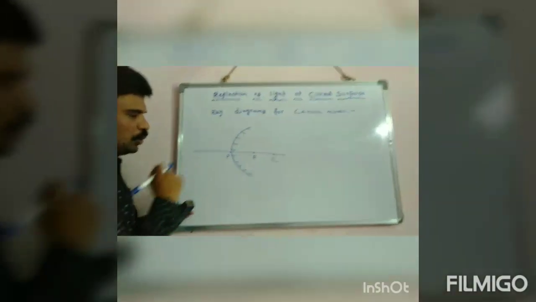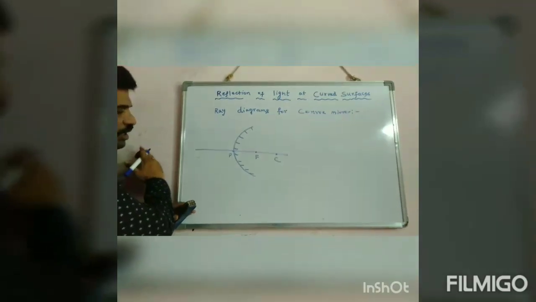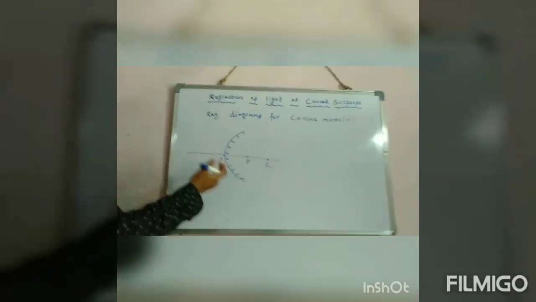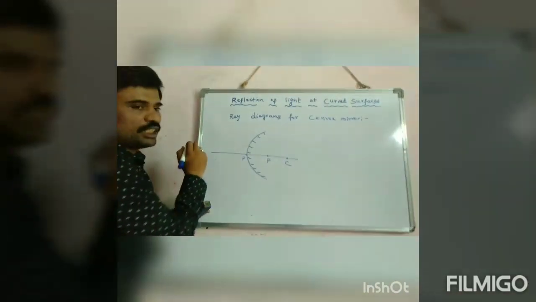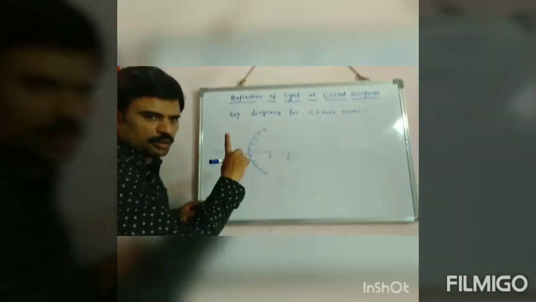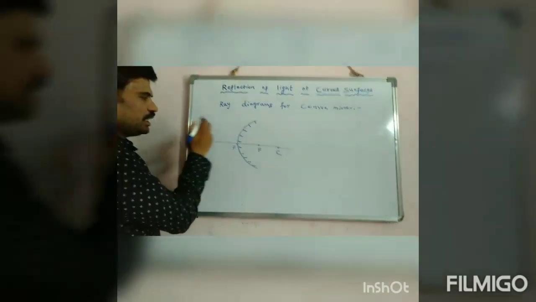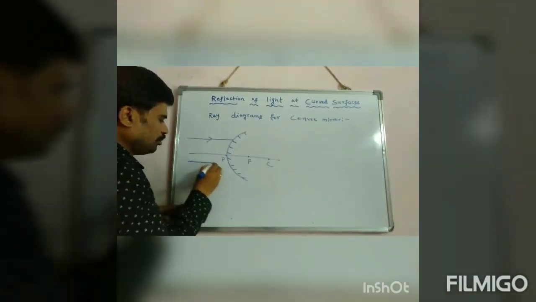We are getting 2 positions. One is at infinity, the other is between infinity and the pole. Right. Let us see if the object is at infinity. Then how will the rays come? Already I said in the last class that if the object is at infinity, the rays are coming parallel.